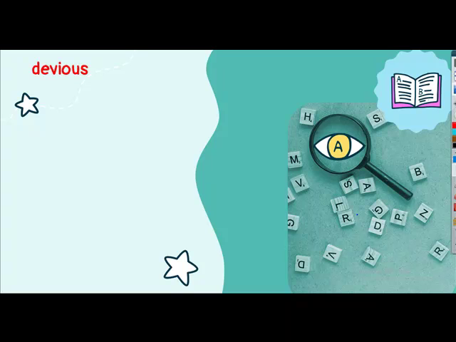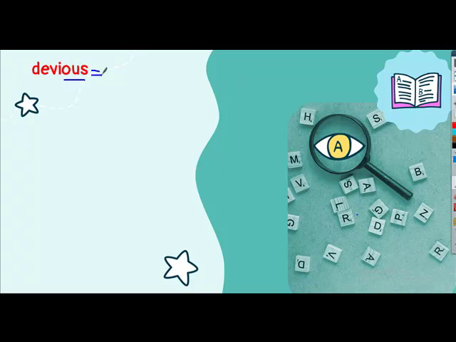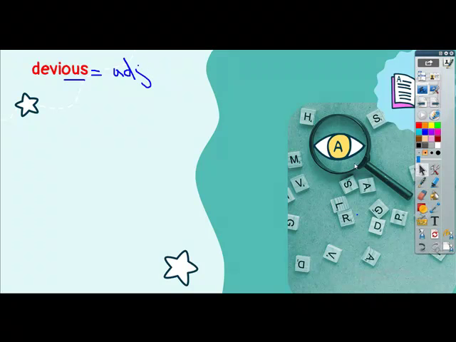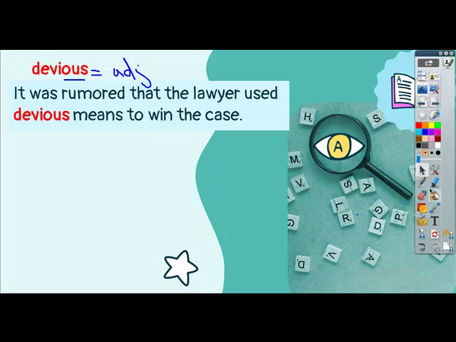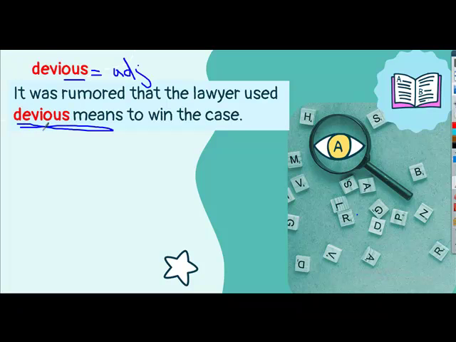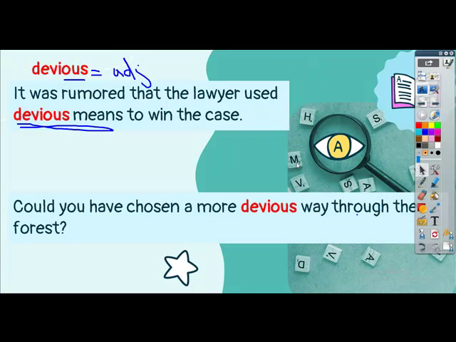Using my knowledge of prefixes and suffixes, here is devious. That's an adjective. I guess the spelling of the word resembles the word devil, right? But that's a speculation. Let's confirm it. It was rumored that the lawyer used devious means to win the case. So, the lawyer used devious means. It means honest or dishonest means? Of course, dishonest. The prefix de- here means not.